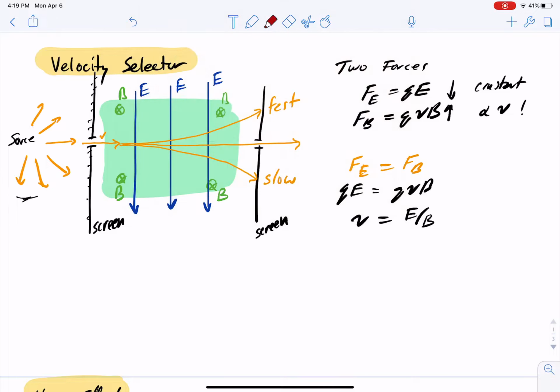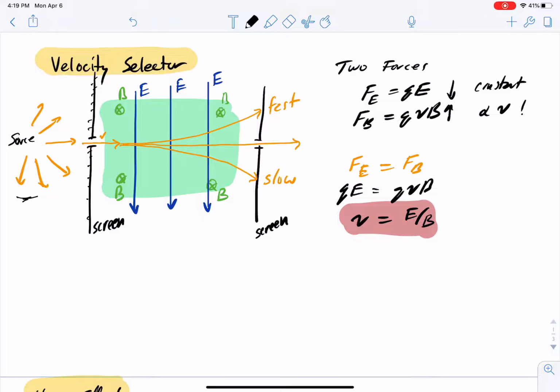So by choosing the electric field strength, which is usually done with parallel plates, so it's choosing a voltage, which is easy to adjust. Usually you have a fixed magnetic field, but you could also change that. You set the ratio of electric and magnetic fields, and that chooses the velocity. So it's called a velocity selector.